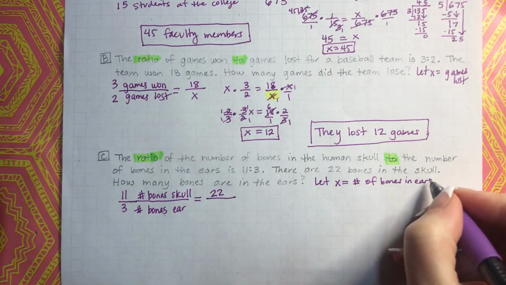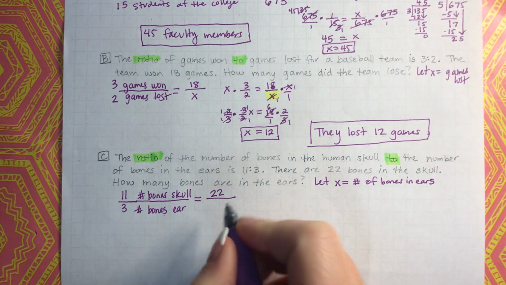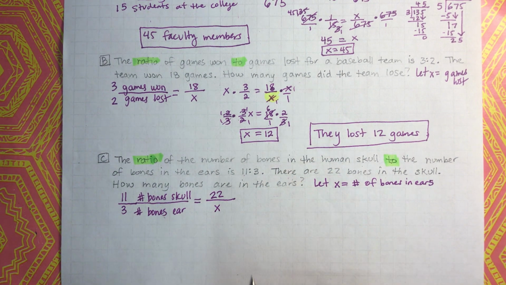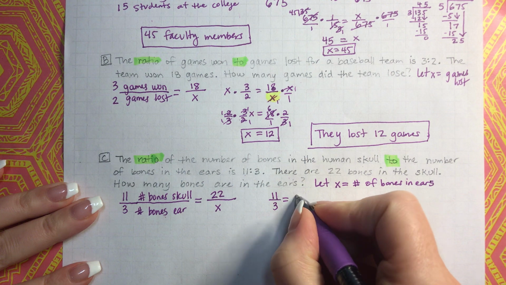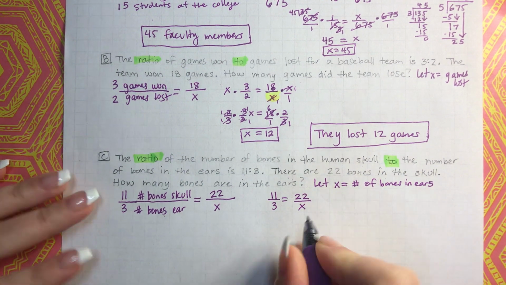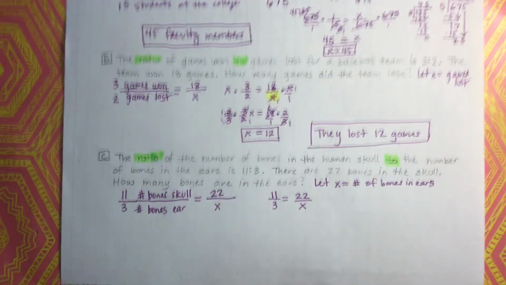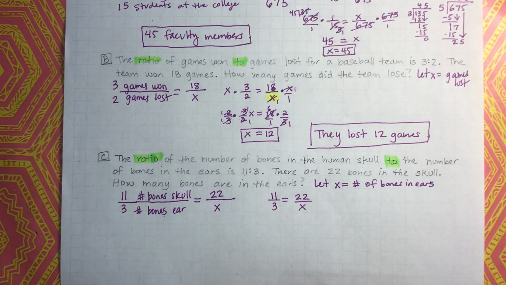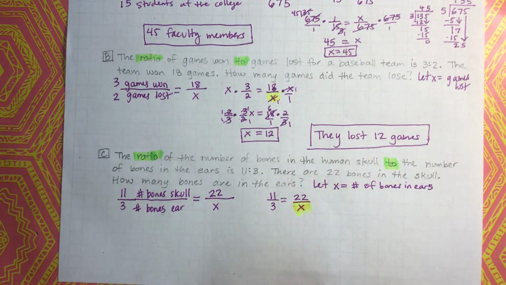Bones in the ears. Okay, ears. So we don't know that, so we put the x there, which leaves us right here with 11 over 3 equals 22 over x. And we need to determine what x is. But what do you see? You should see something. What do you see? The x is in the bottom. All right, the x is in the bottom.